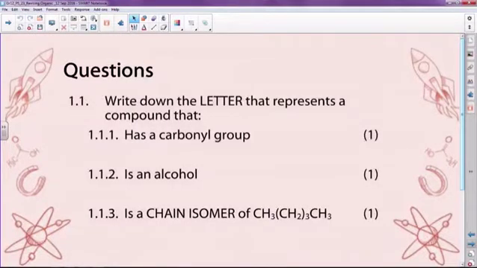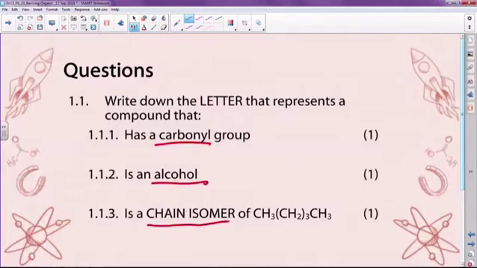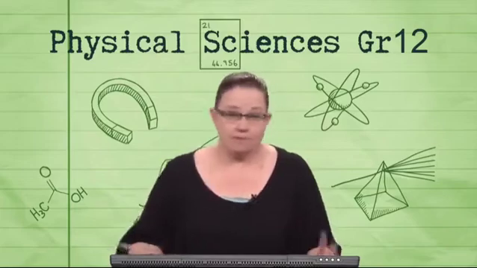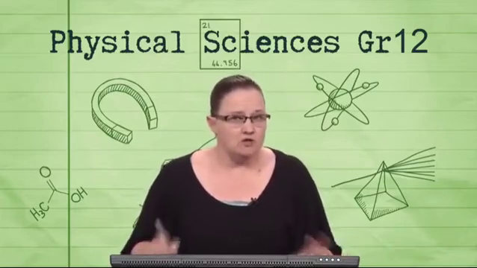So what I want is, I want you to take those 6 compounds and I want you to write down the letter that represents a compound that has a carbonyl group. Okay, so I want the carbonyl group. I want to know the one that is an alcohol, and I want to know the one that is a chain isomer of this compound. Now when you do this, I know it sounds really simple, but it's not multiple choice. So please be careful.